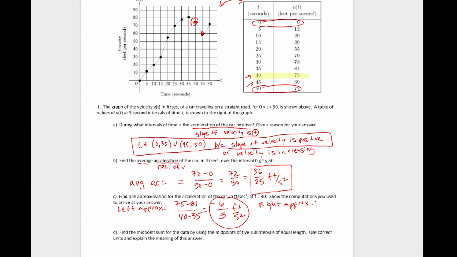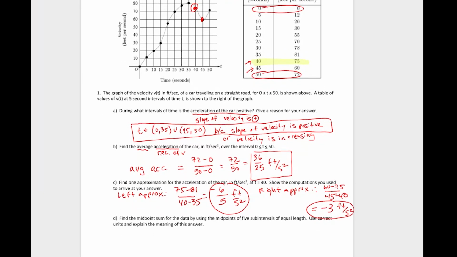So to calculate that, we're going to have 60 minus 75 over 45 minus 40, which is going to equal, would that be negative 15 over 5? That's going to be negative 3 feet per second squared. So that is an acceptable answer.